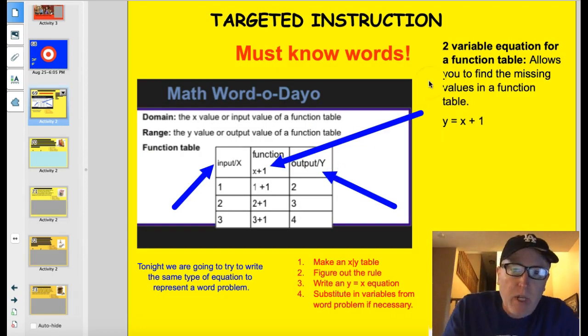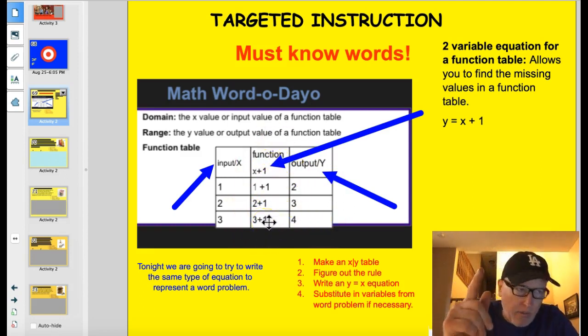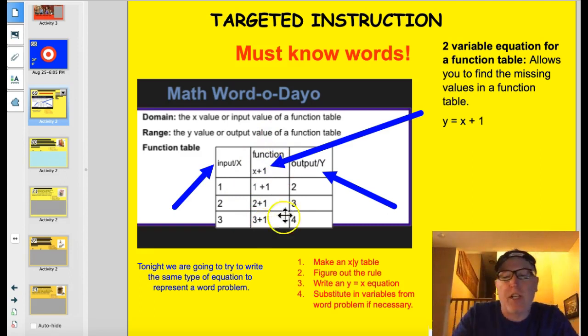Let's just jump right into the must know words. You got to know this stuff here. What's this input or x called again? Domain. Very good. And the output or the y value is called the range. Good. And in the middle here, what happens to the x to make it y? Function. There we go.